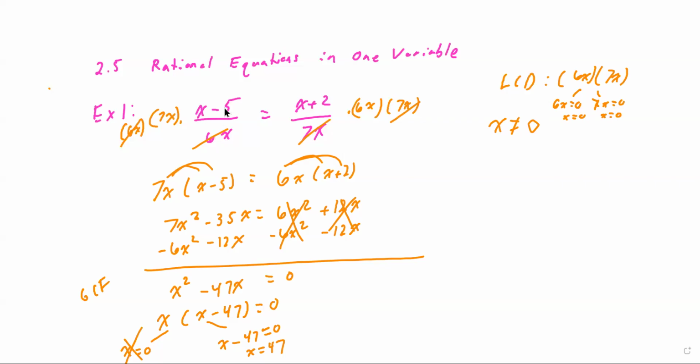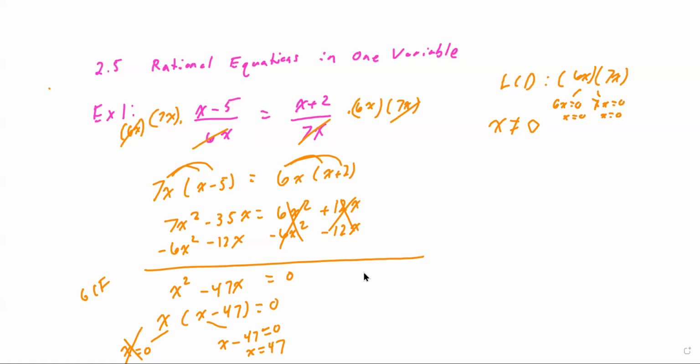47 minus 5 is 42. And then 6 times 47 there. And then this is going to be 49 divided by whatever 7 times 42 is. And then those will give you the same conclusion. Just so that we are aware, let's just try that out.